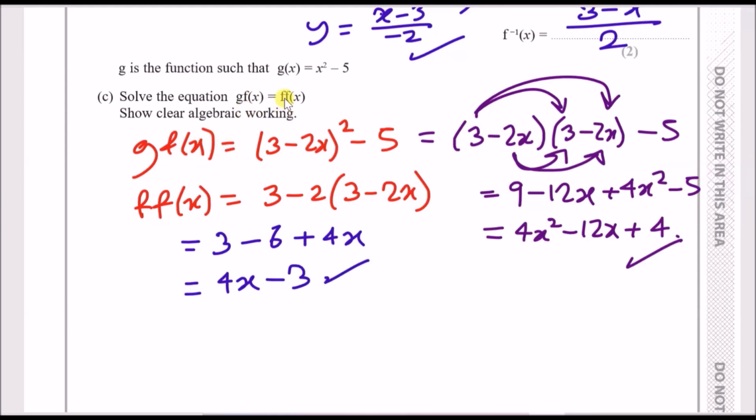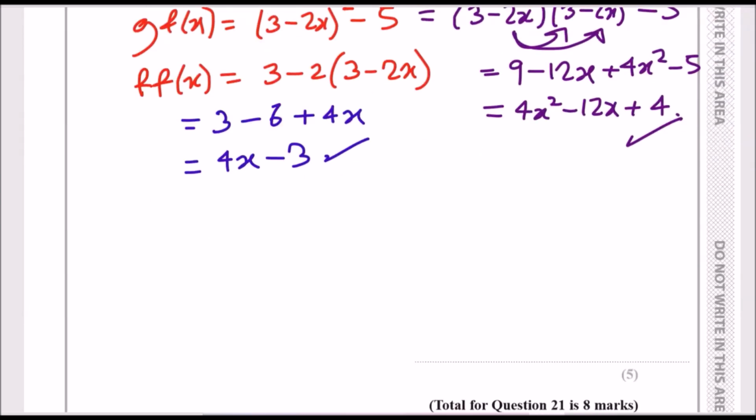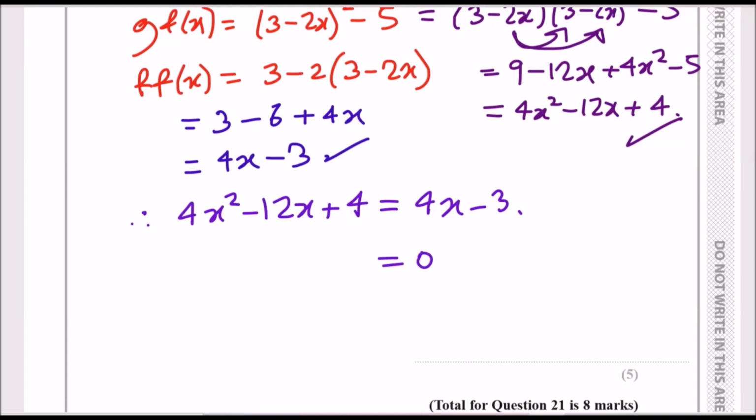Lastly, according to the question, we solve the equation when they're equal to each other. So let's equate the quadratic with the linear term. We get 4x squared minus 12x plus 4 equals 4x minus 3. Because you're solving a quadratic equation, you move everything to the left side and make it equal to 0. We minus 4x and add 3 across. So minus 12x take away 4x is minus 16x, plus 4 add 3 is plus 7.